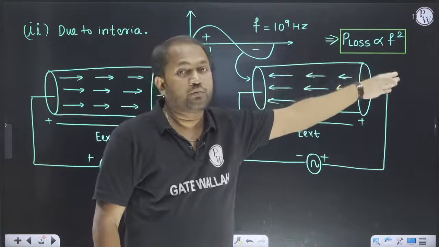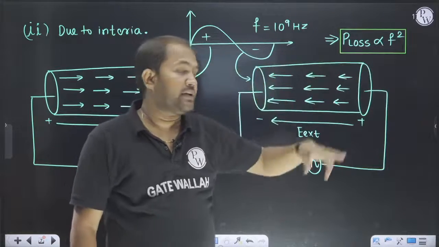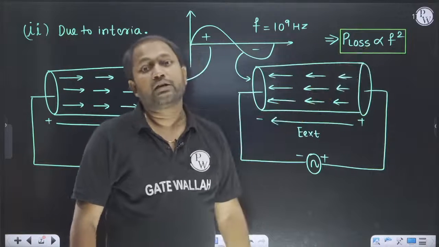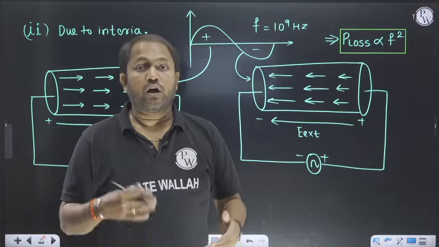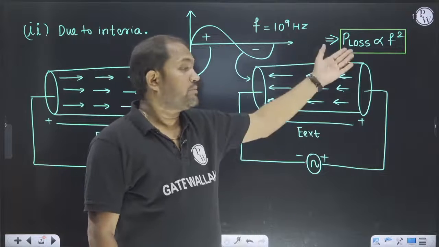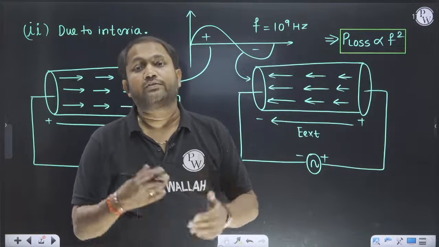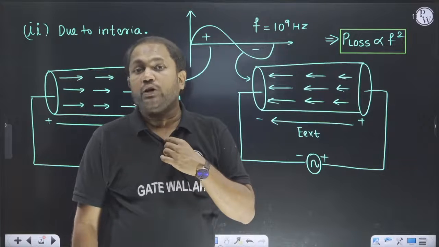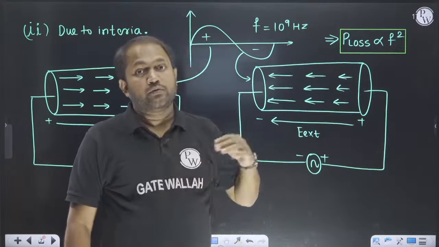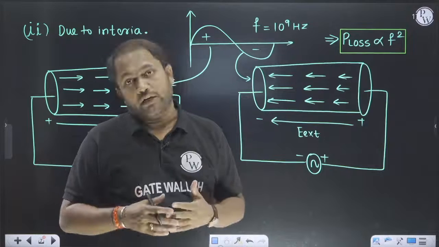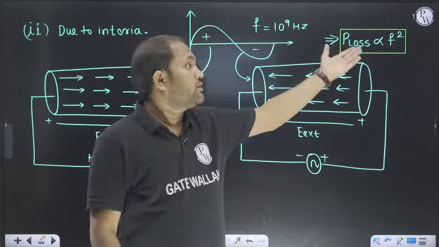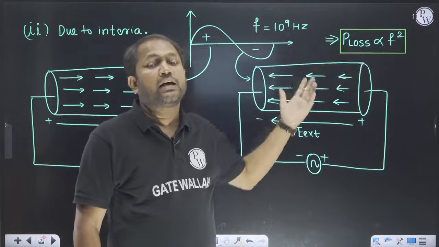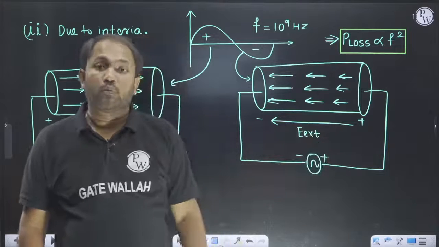If the frequency goes from 1 gigahertz to 15 gigahertz, the loss will be increased by 225 times. So our loss of power, our loss of energy, will occur very fast. So at very high frequency, we cannot use a transmission line. We have to use a better quality of transmission line, because there is more loss of energy, and that loss of energy will generate more heat.